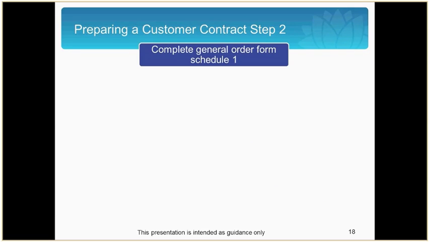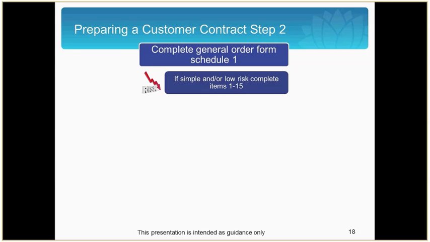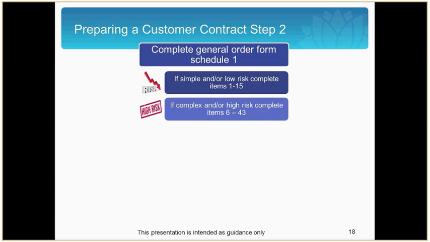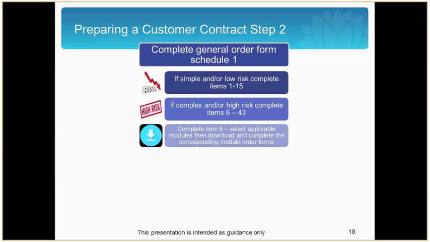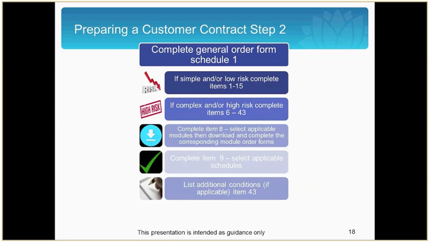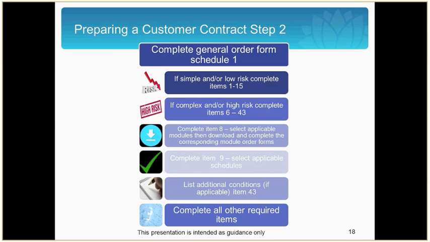So the second step in preparing a customer contract. You need to complete General Order Form Schedule 1. If your contract is simple and low risk, complete items 1 to 15. If it's complex or high risk, complete items 6 to 43, remembering item 7 is for panels only. Complete item 8, which is to select applicable modules to download and complete the corresponding module order forms. Complete item 9, which requires you to select the applicable schedules. List additional conditions, if applicable, in item 43 and complete all other required items.